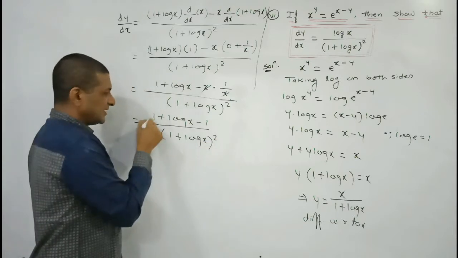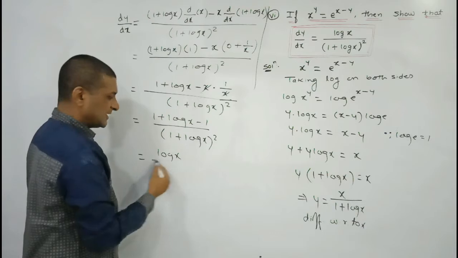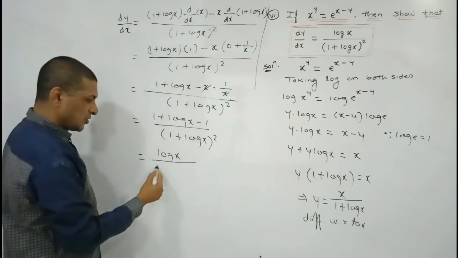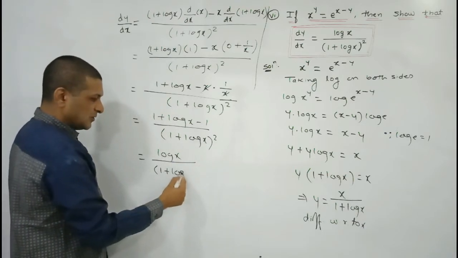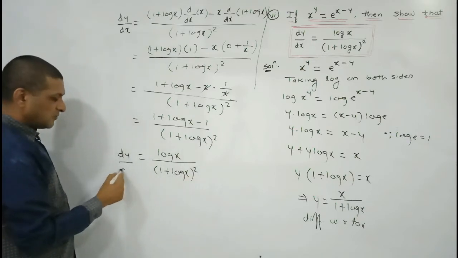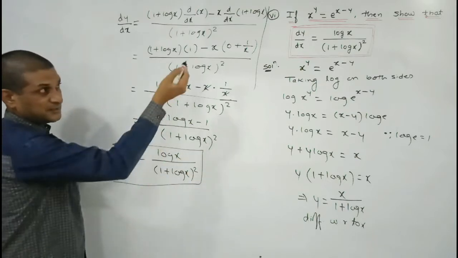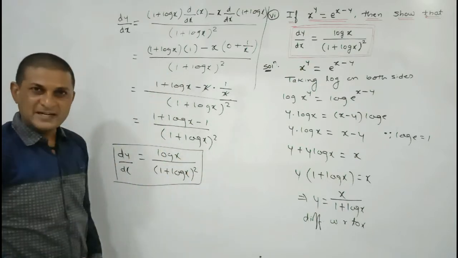Now in the numerator plus 1 and minus 1 will get cancelled, and the remaining term in the numerator is log x, and in the denominator we get 1 plus log x whole bracket square. In this way we have got the value of dy by dx, and here we can observe that this is nothing but the required value of dy by dx.